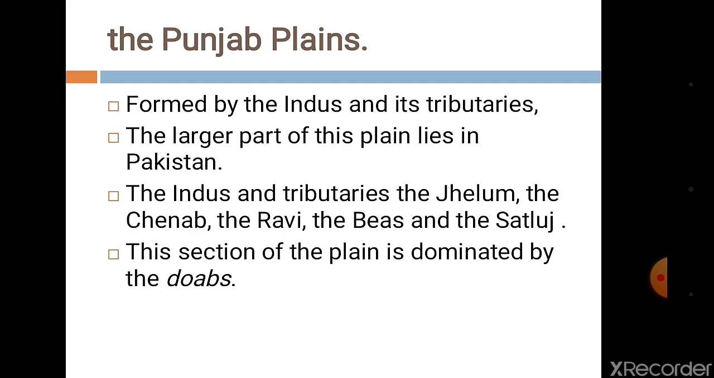This plain is dominated by the Doabs. Doabs: Do means two, Ab means river. The region in between two rivers is known as Doab. So this is Punjab, the five rivers region. Panj means five, Ab means rivers, water of the rivers, Punjab, and this is dominated by the Doabs.